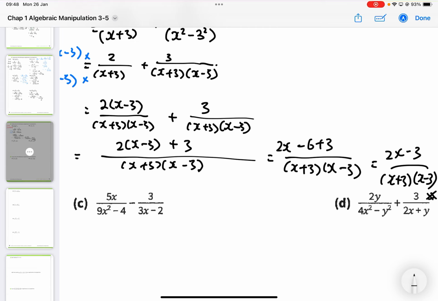It may look like I write a lot of steps, but it's okay. I write more steps, but I ensure I don't make mistakes.